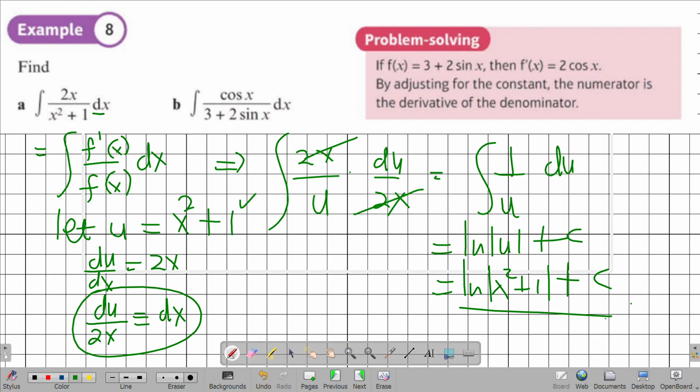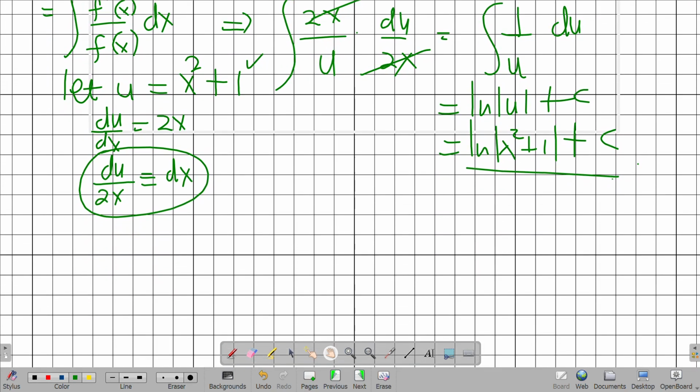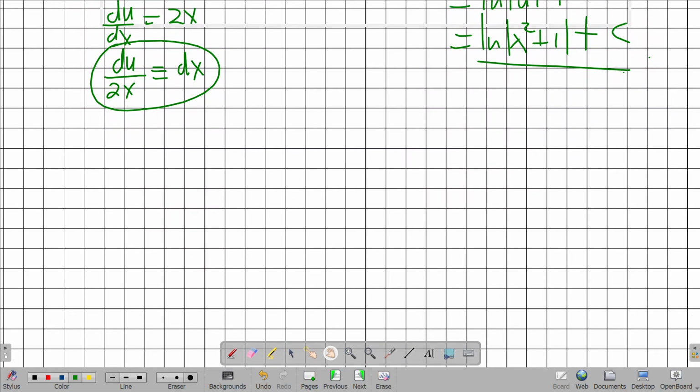Next, we'll look at the second example, which is cos x. The integral of b is the integral of cos x over 2. I want to believe it's 2 over 2, so it is going to be over 3 plus 2 sine x.